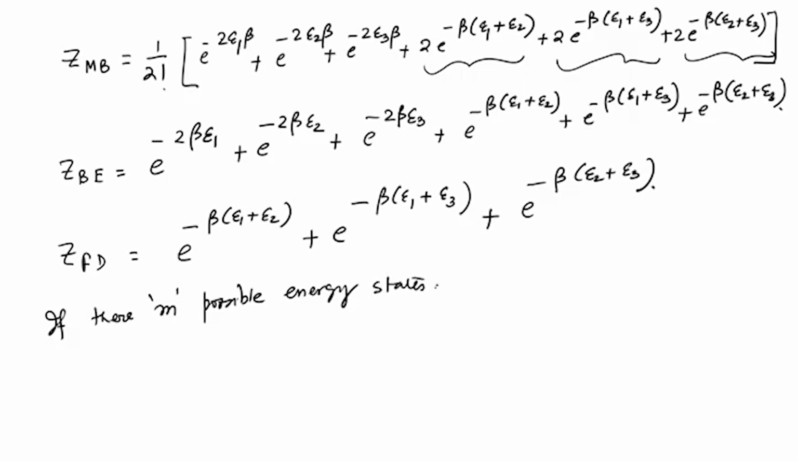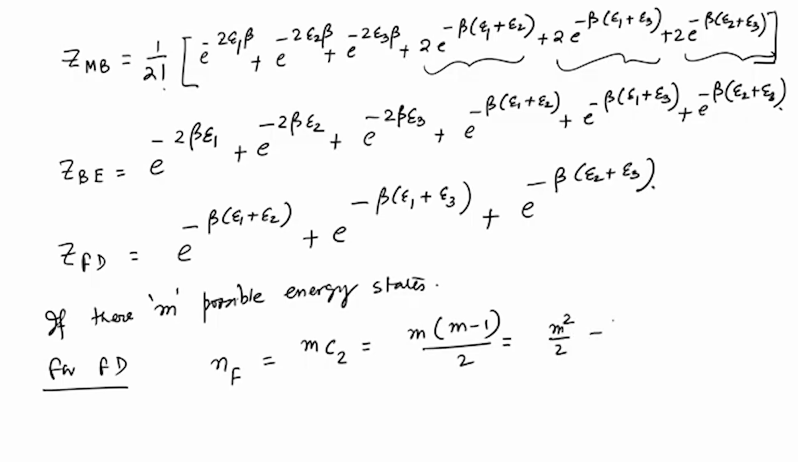That is given by, this is for the fermions, for FD statistics, this will give rise to MC2. So, let us call it NF. So, this will give rise to how many terms is what we are counting, and that is MC2. So, that can be written as m into m minus 1 by 2, which is nothing but m square by 2 minus m by 2. Okay. So, that is the number of particles, and if you are given an m, then you can just calculate this thing as m square by 2 minus m by 2.